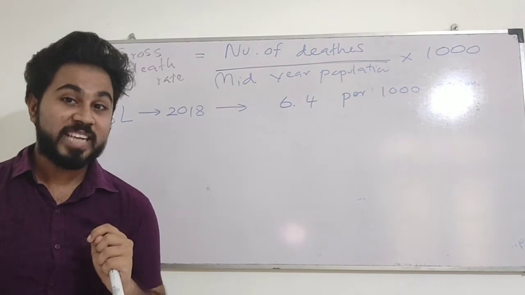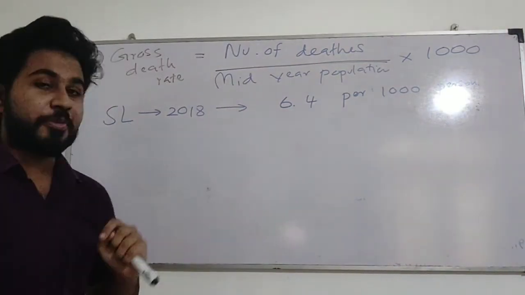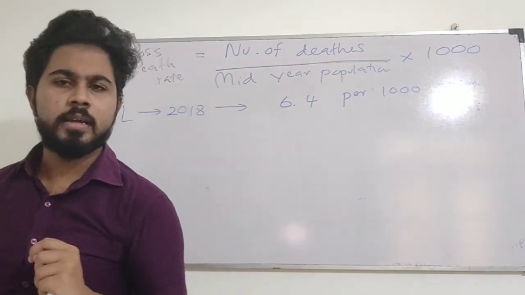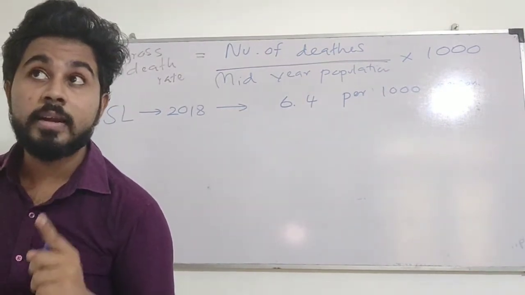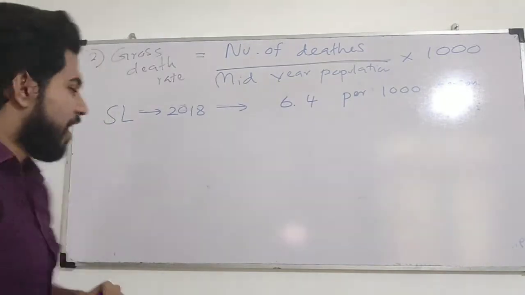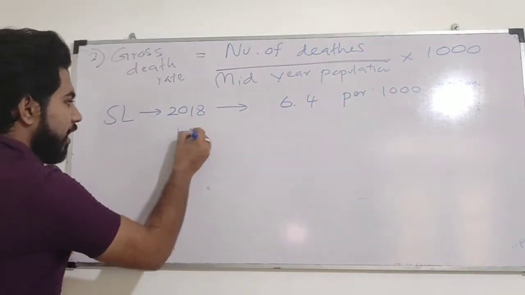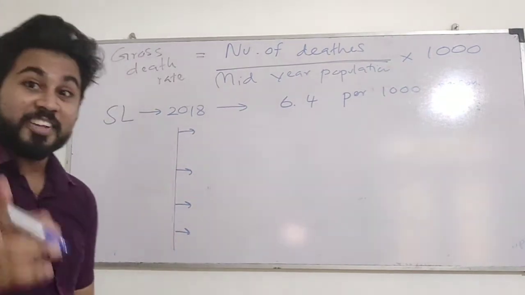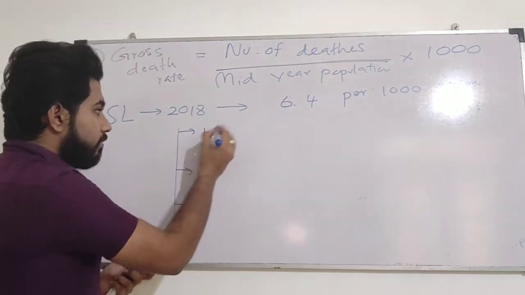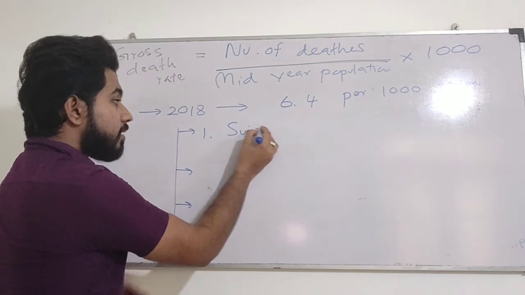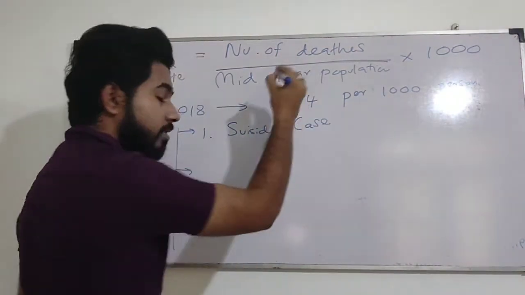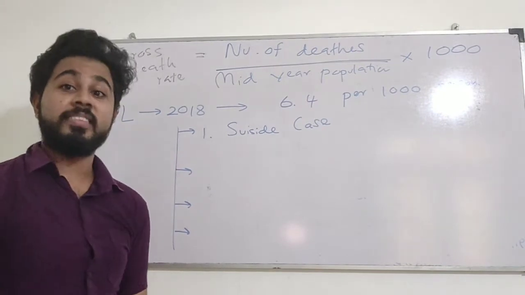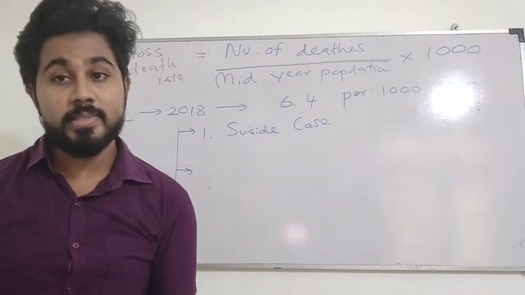Okay, this is called as the gross death rate. Now, my question, what kind of factors are affecting gross death rate? Right, my dear students, right? There are several factors which are affecting gross death rate. One, suicide cases. You know, country Sri Lanka is number 1 in the global ranking of suicide cases, right?